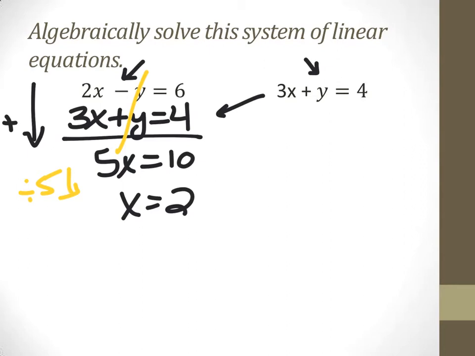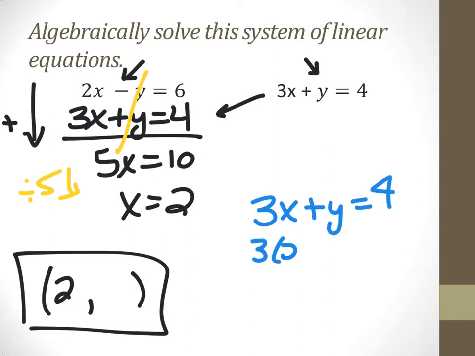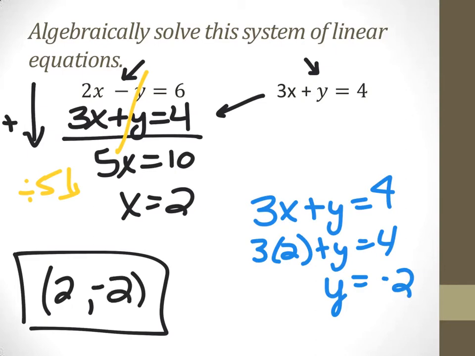And so with a 2, we just found the x-coordinate of our solution. We're going to find the y-coordinate the same way we did before. I'm going to use the one on the right. 3 times x plus y equals 4. X is 2, so 3 times 2 plus y equals 4. That's 6. Subtract 6 from both sides, and you get negative 2. And so our solution is negative 2 for y.